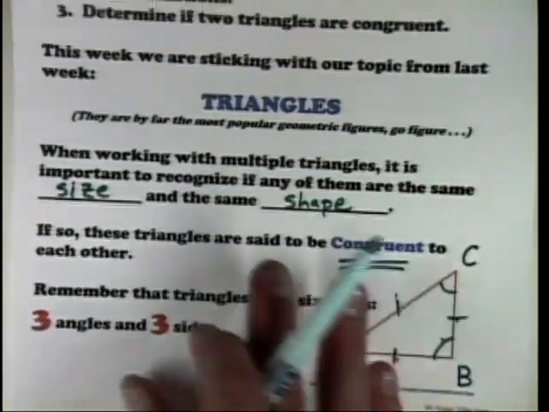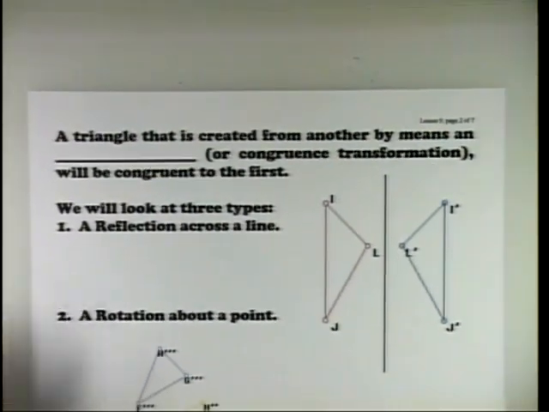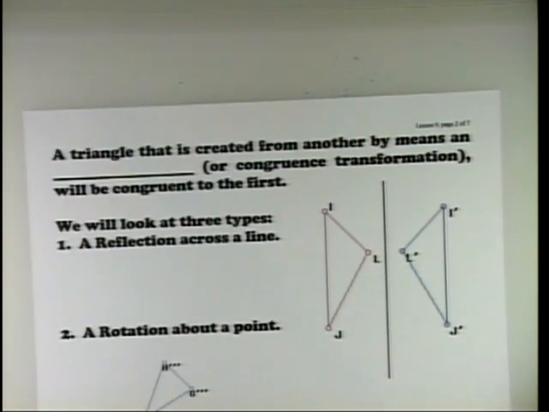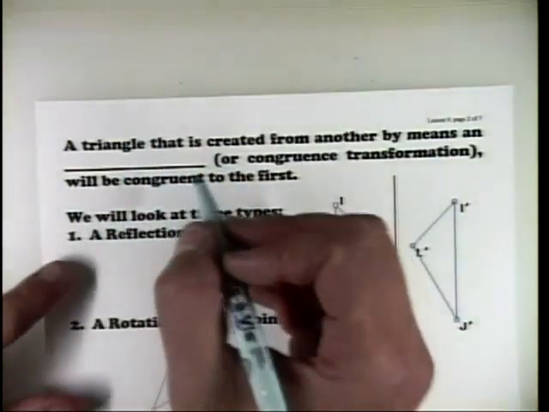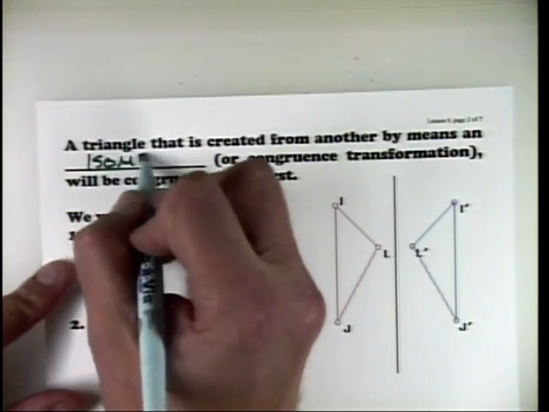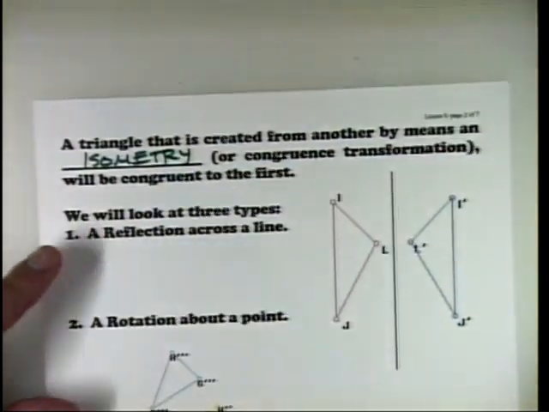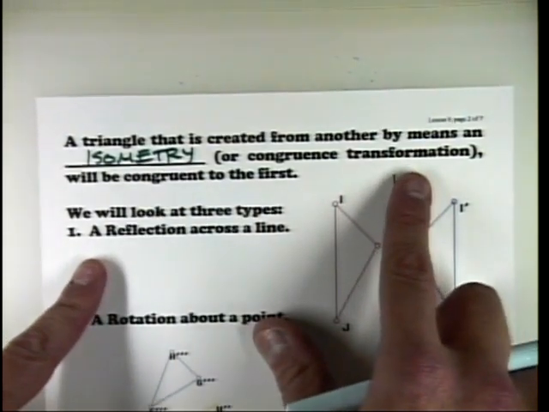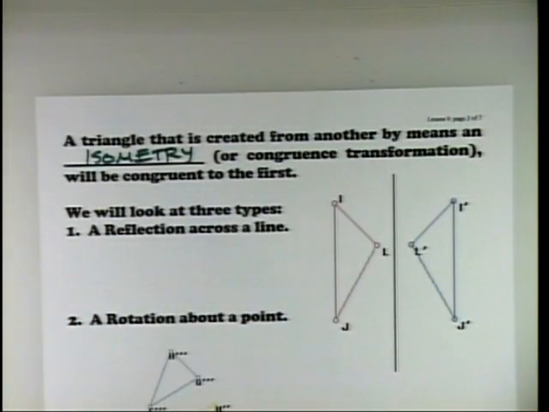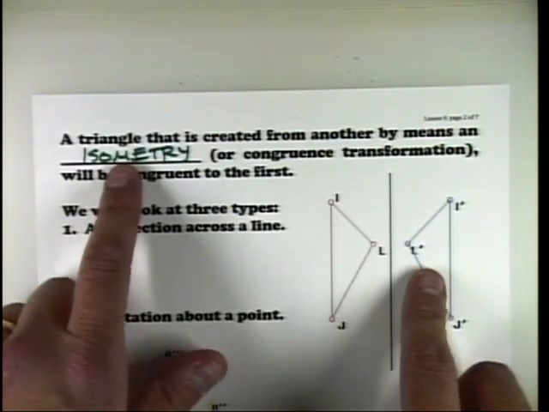All right. Now, a triangle that is created from the same triangle by means of what we're going to call a transformation. And the transformation, in this case, is going to be called an isometry. Now, an isometry is a special type of transformation. It's going to be a congruence transformation, which means when we change the graph, it's not going to change the shape and it's not going to change the size. There are some transformations that will change the shape and or the size, and it's not an isometry.